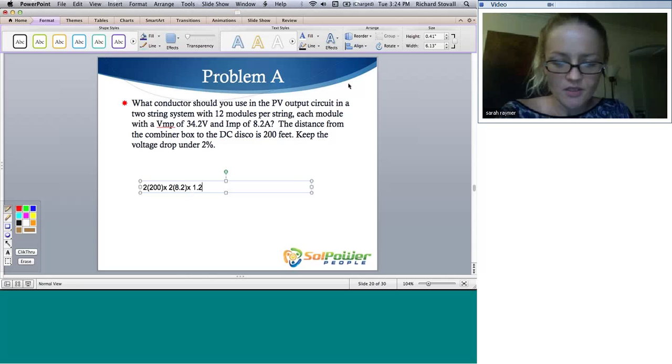That's going to be divided by 1,000 because it's per 1,000 kilofoot. And then we know we're going to divide by the voltage after that.